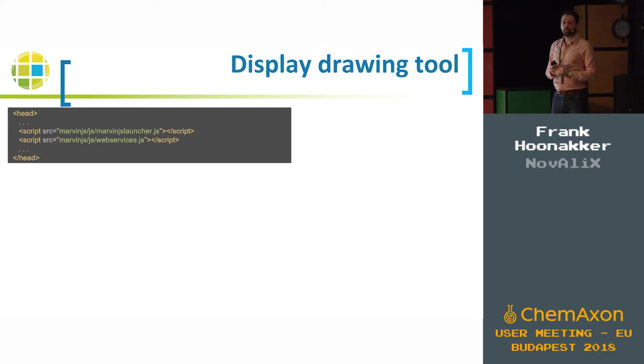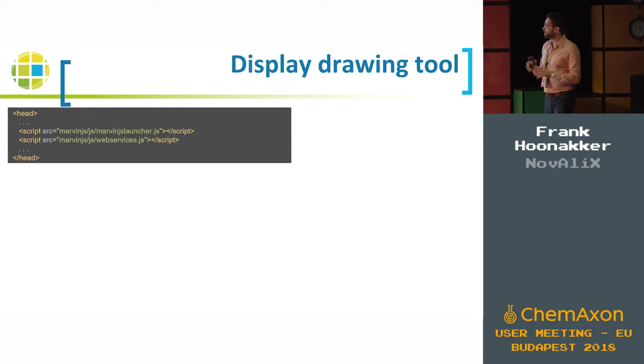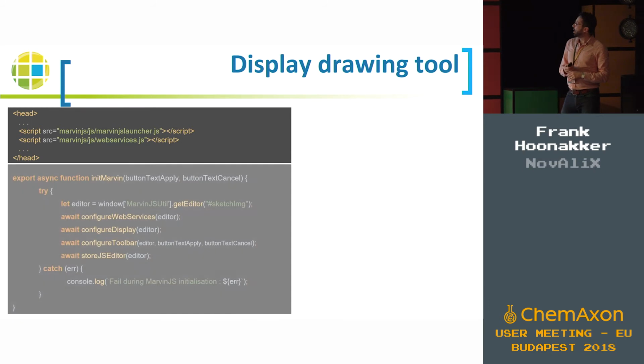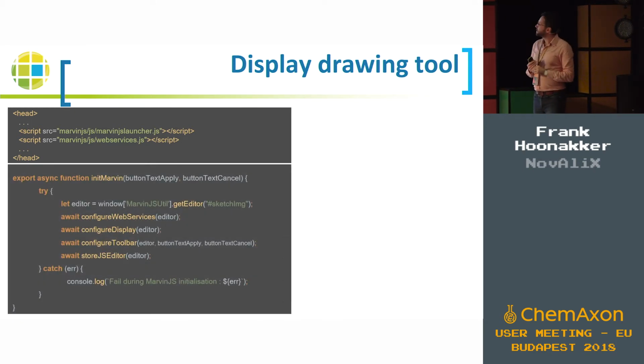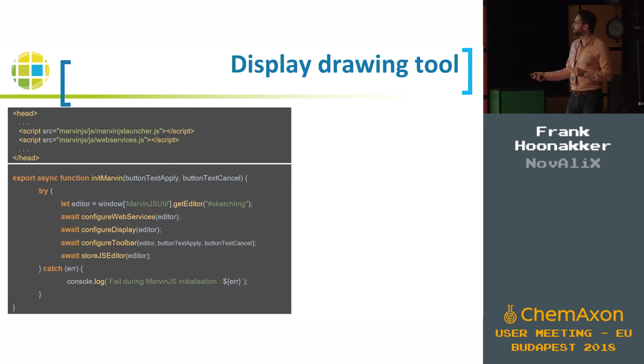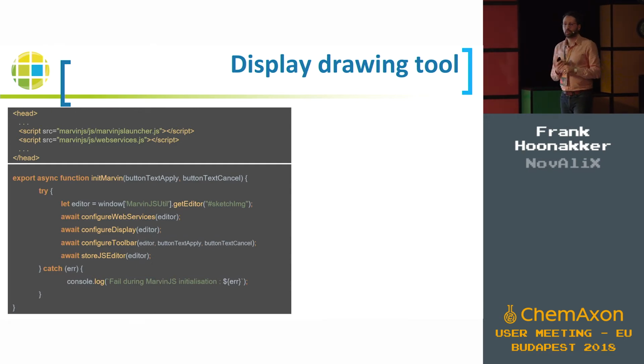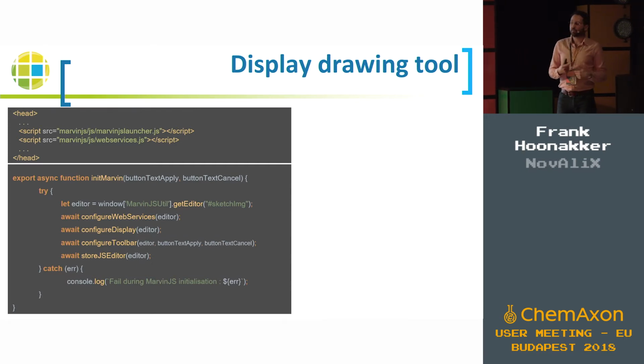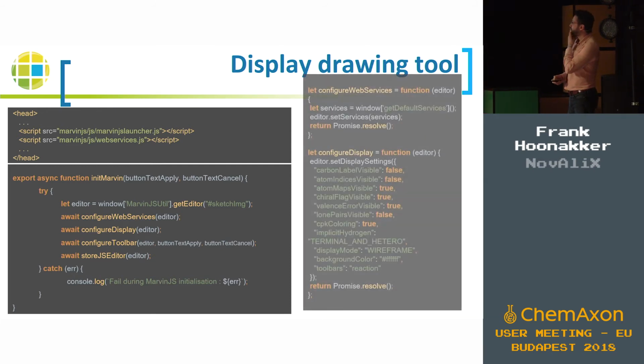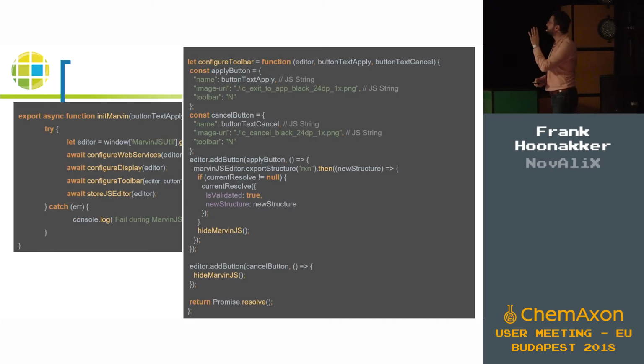Then displaying the drawing tool, again, it's very, very easy. Just follow the instructions. I will not spend too much time here. This is some code. If you were in the developer workshop yesterday, you can recognize that we have to configure the web service, configure the display, the toolbar. And here we just store the editor to prevent regenerating it every time the user needs it. Okay, this is how we did it.